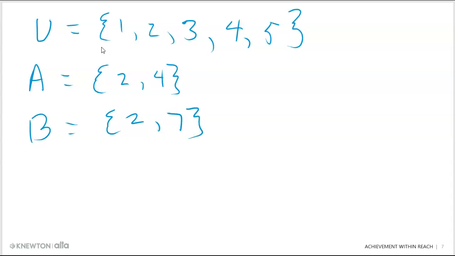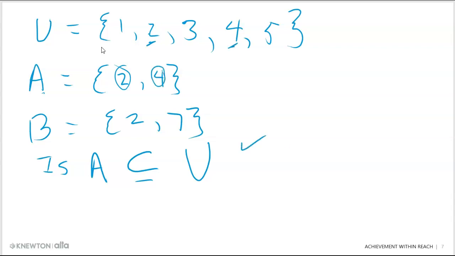Now the question is, is A a subset of U? The way you tell is, I want to know, is everything I see in set A found up here? So I look for the 2. Is there a 2 in U? Yes, there is. I look for the 4. Is there a 4 in U? Yes, there is. So the answer is yes, that is a subset.